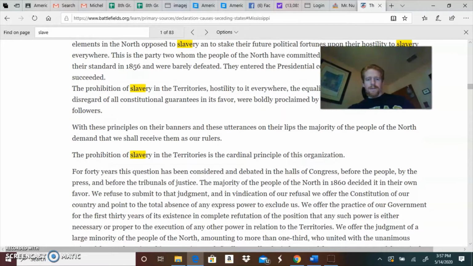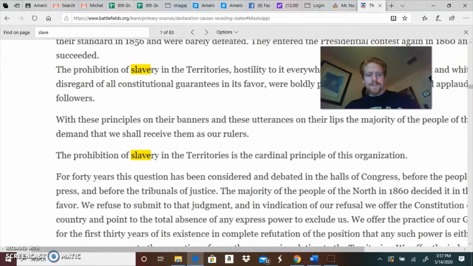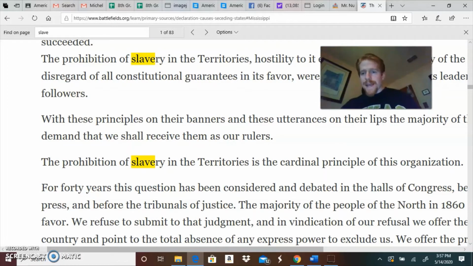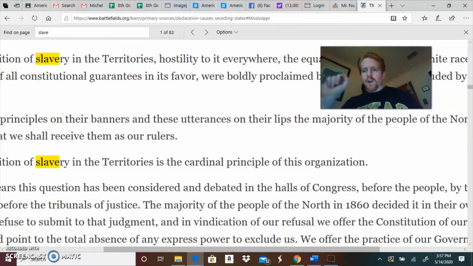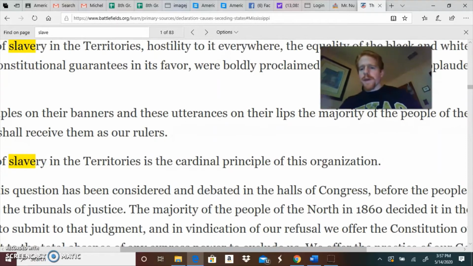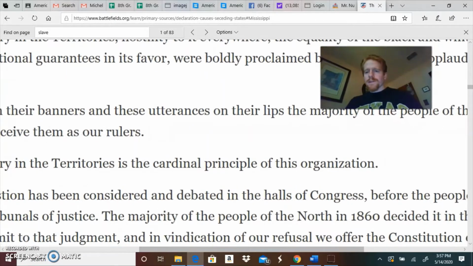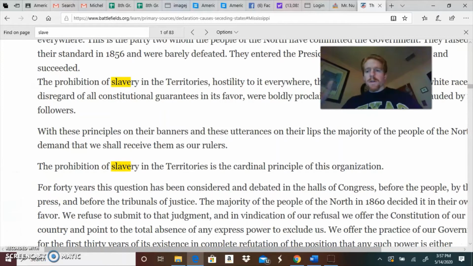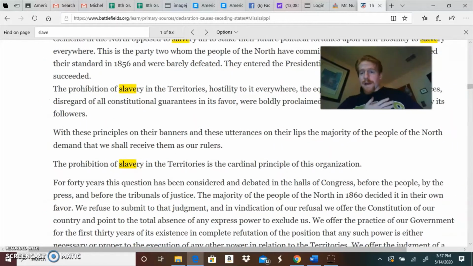And I think this, out of all of the statements, is pretty much the most telling. It says, the prohibition, that's the banning, of slavery in the territories is the cardinal principle of this organization. So cardinal principle means the main reason of this organization, what? The Confederacy. So not being able to have slaves is the main reason we're having the Confederacy. That's what that says right there. It's pretty plain, black and white. This isn't my opinion. This is what the primary document says.